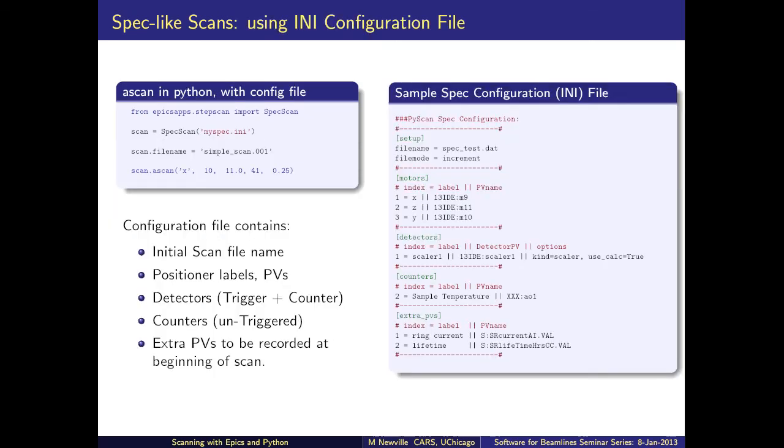For the spec-like scans, you can also read an initialization file, which is, I think, similar to what spec does. So you can have an INI-like file that declares your motors and your detectors, and then you can just load that, and it's much easier to just say, here, I want to do a scan with motor X, which it read from here.